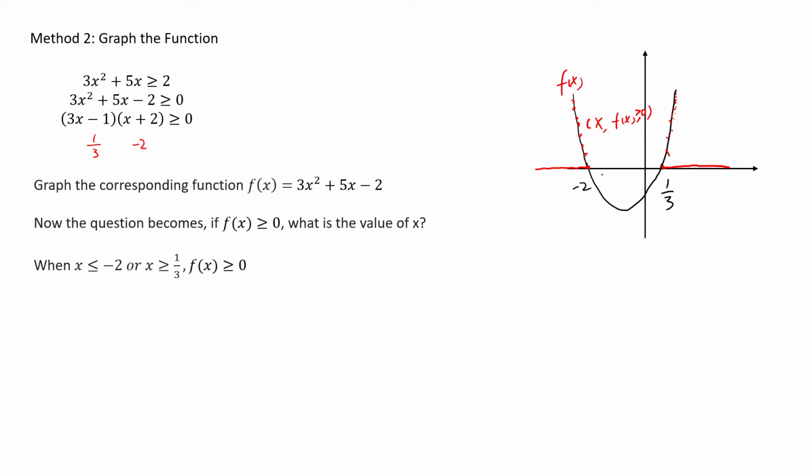In my opinion, this method is more straightforward. You just need to find the two solutions and draw a draft. You don't have to do the sign diagram, right? And if the question becomes f(x) smaller than 0 in some cases, you just need to pick the area in between, which is where f(x) is smaller than 0.